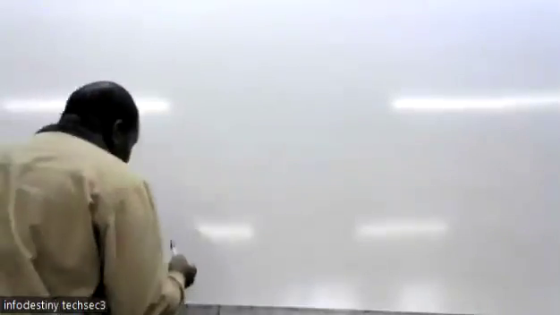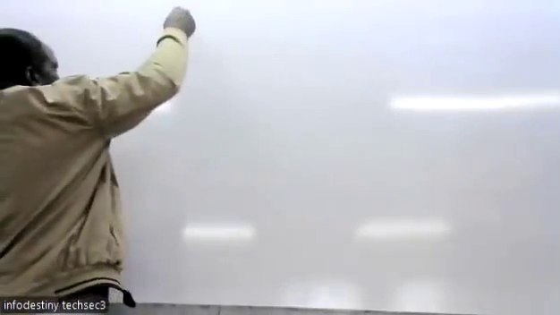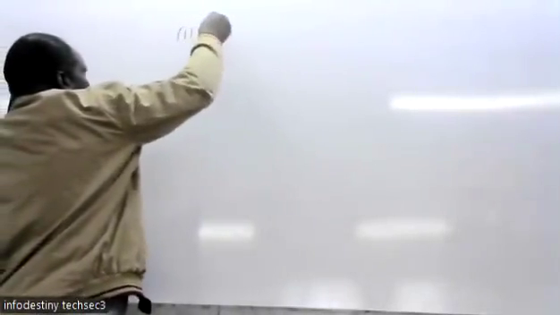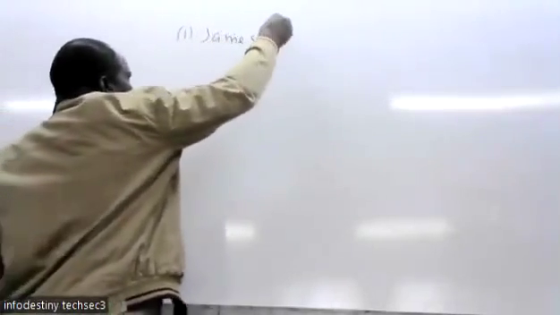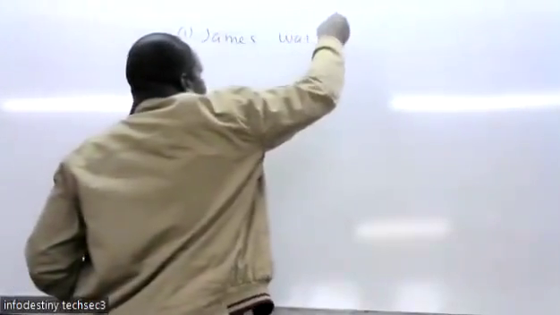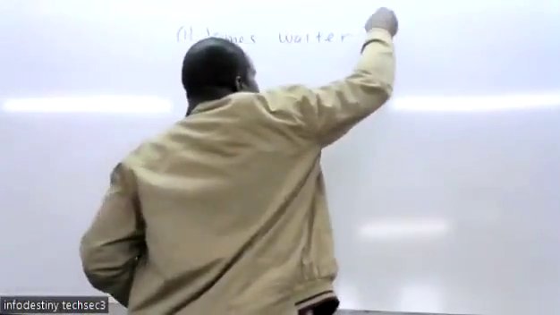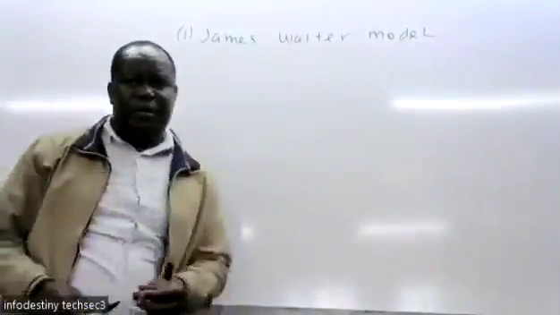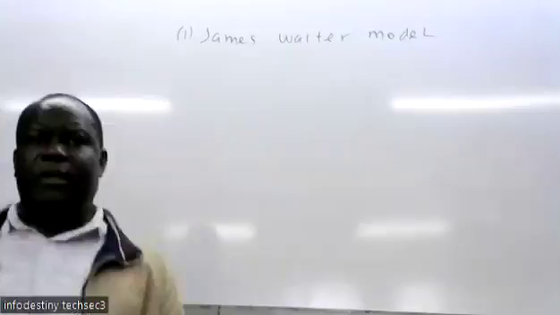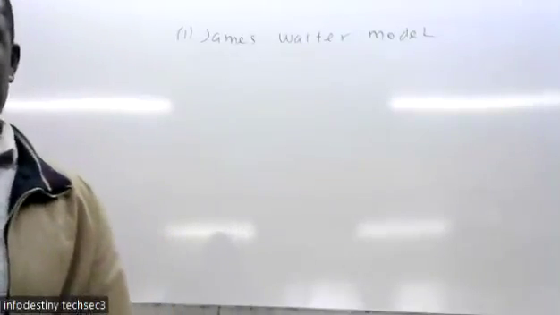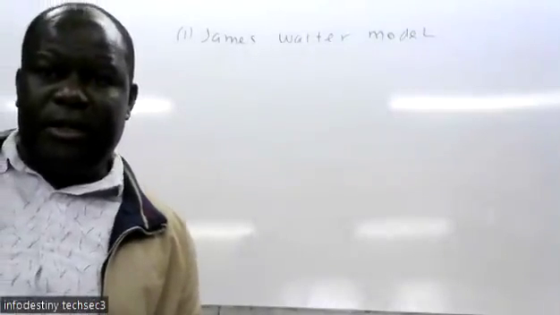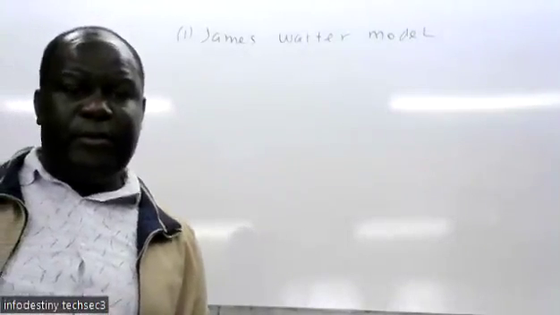So number one should be the James Walter model, as another model of the dividend policy.